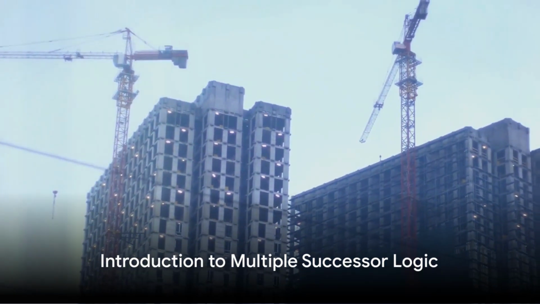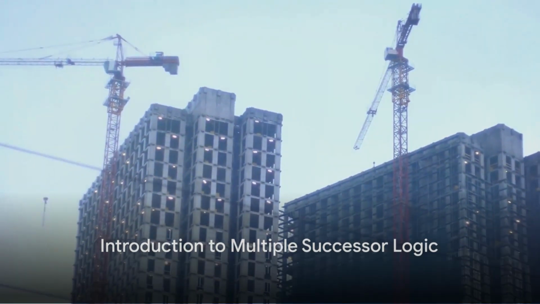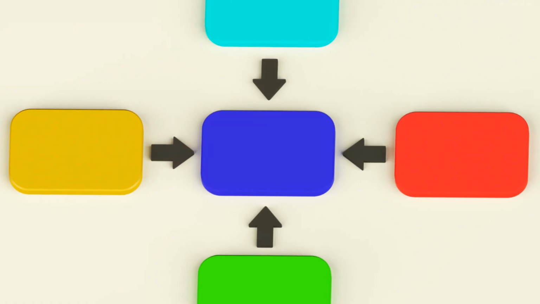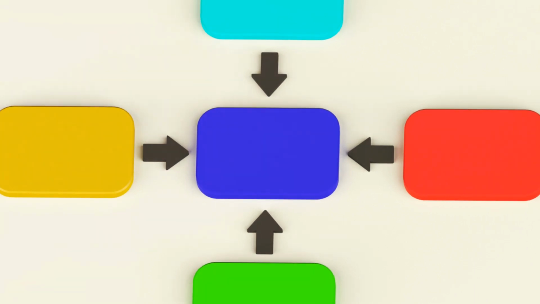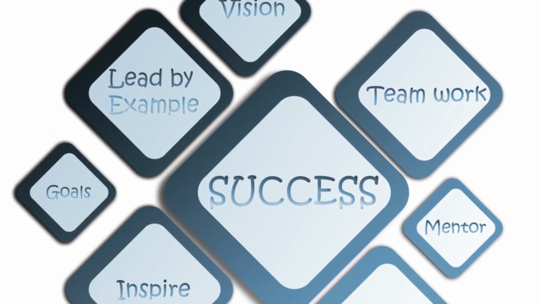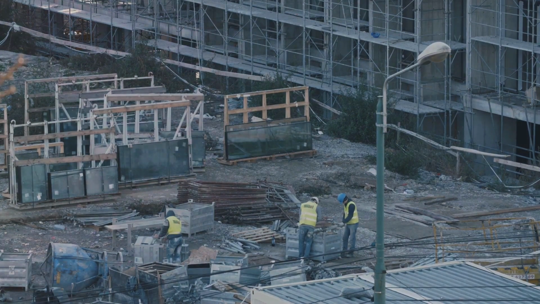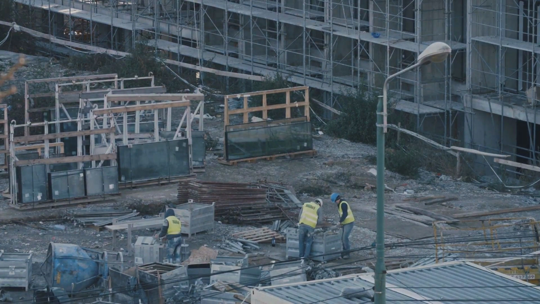Have you ever wondered how complex projects like a skyscraper construction are managed efficiently? This is where the concept of multiple successor logic comes into play, a cornerstone in the realm of project management. Multiple successor logic, as the name suggests, allows for an activity within a project to have more than just one successor activity. This implies that several actions can be set in motion concurrently once a particular task is completed.